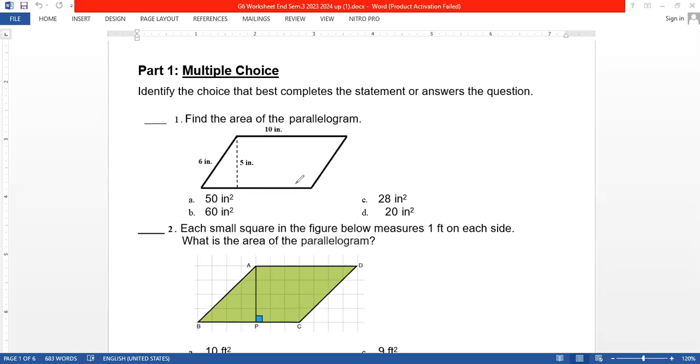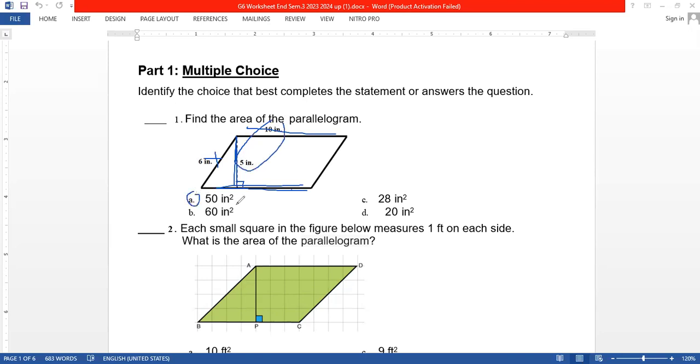So the base is this side, and the height should be perpendicular to the base. The base could be this side or this side, the horizontal side. And the side which is perpendicular, which forms a right angle with the base, is the height. So we ignore this side. To find the area of the parallelogram, we multiply the base, which is 10, by 5. 10 multiplied by 5 equals 50.